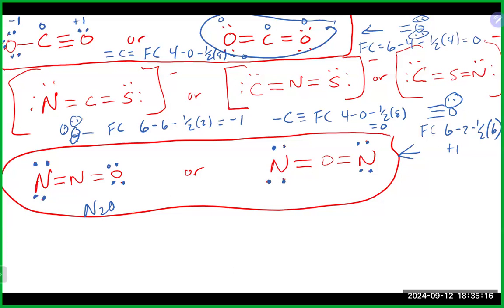So let's take a look at the nitrogen here on the left. For nitrogen, we're going to have 5 minus 4 minus 1/2 of 4, and again, it's double bonded there. That is, dare I say, a lot of math. That is -1. Go with it. I'll get the calculator out in a second.